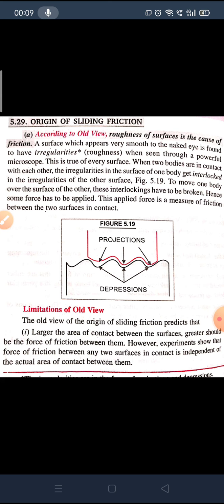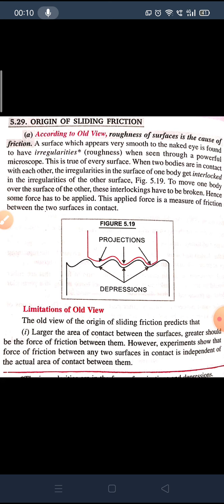For that we'll just give some points. The old view of origin of sliding friction predicts that, first of all, the larger the area of contact between the surfaces, the greater should be the force of friction between them. However, experiment shows that force of friction between any two surfaces in contact is independent of the actual area of contact between them. According to the old view, due to the irregularities or the roughness of the surface, the friction force arises. So the larger the surface, the larger the friction force you would get.